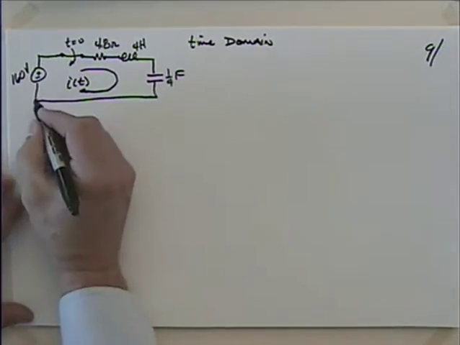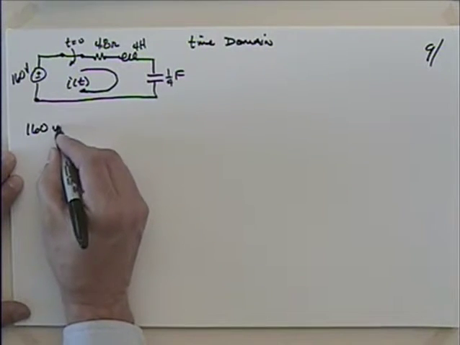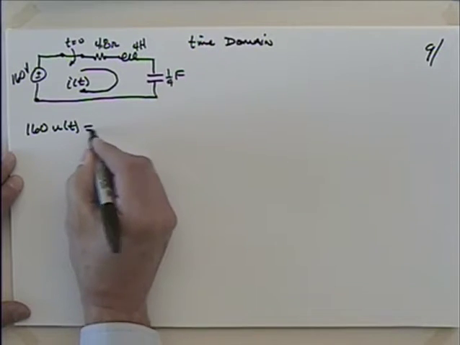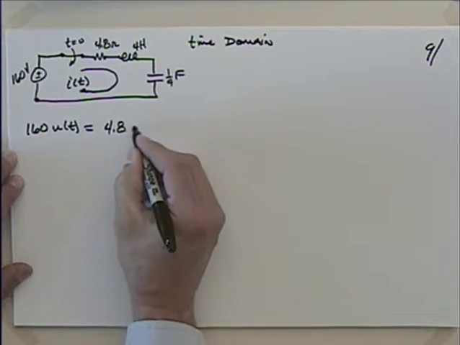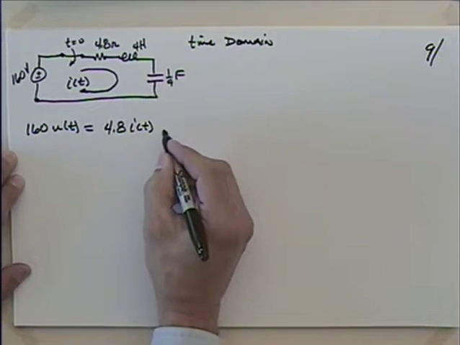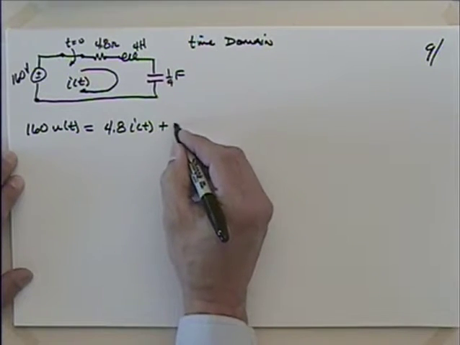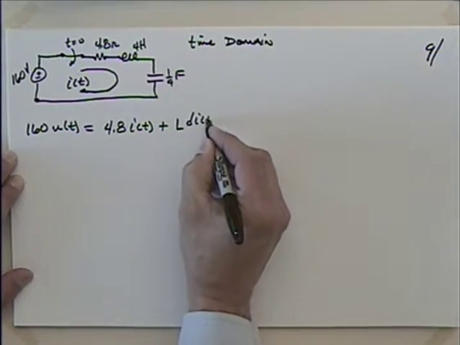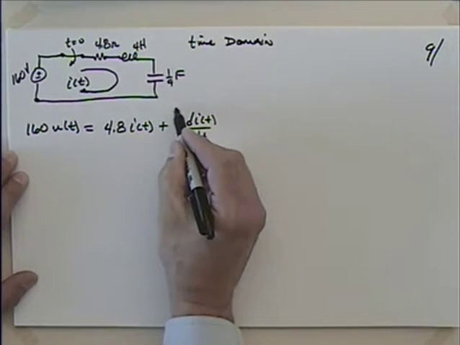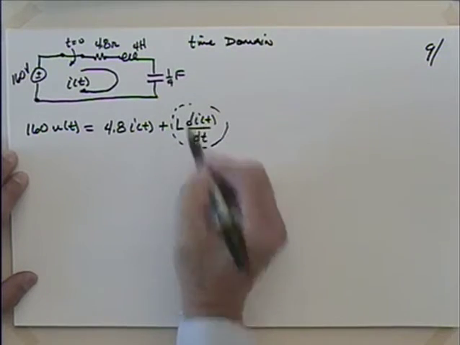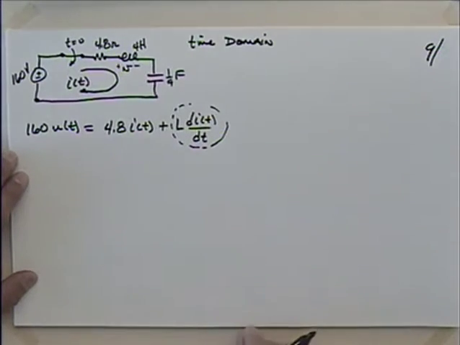So if I do Kirchhoff's law on this thing, I start at this corner, I have a gain, so there's 160, and we'll just put the u of t in there for the switch, is equal to 4.8 times I of t. And then what do we have? What's an inductor? That is L times di of t dt. Incidentally, that's an interesting term again, because that's the voltage across the inductor.